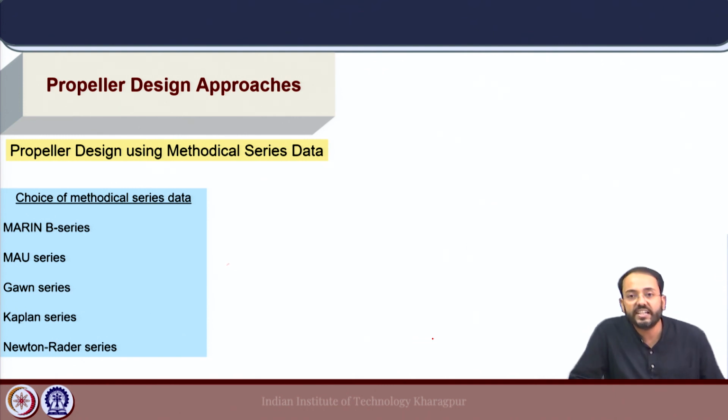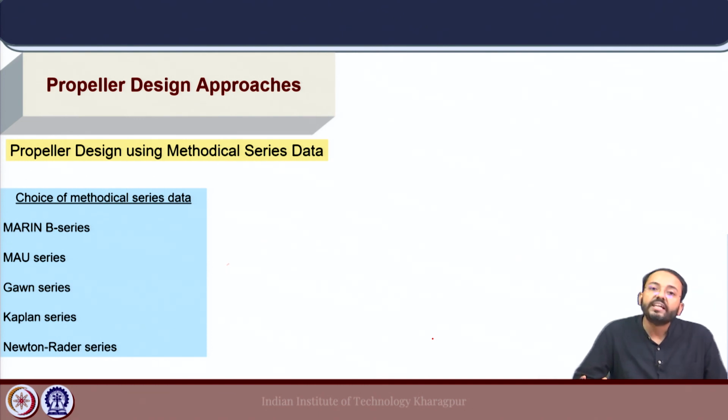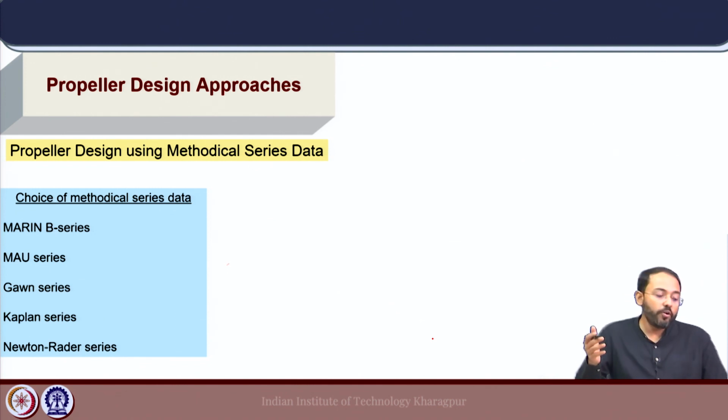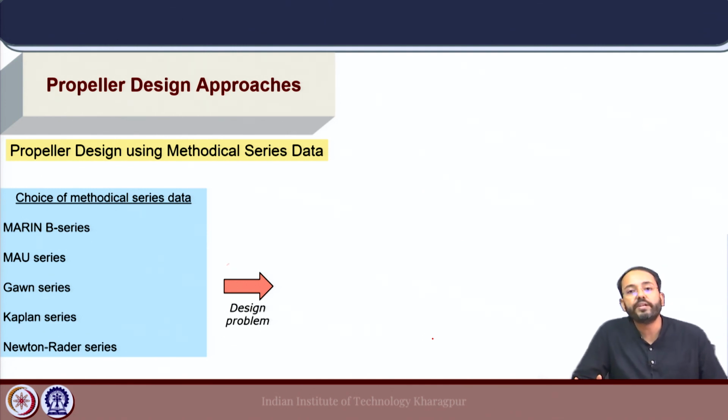Now, looking into propeller design using methodical series data, we have different methodical series, some of which have been discussed earlier in this course. The Marine B series, Mao series, Gone series, Kaplan series, Newton Rader series. These relate to different propeller blade geometry, the variations of which are related to the thrust, torque and open water efficiency for the respective propellers. Now, we will use these series data based on the design problem to define the final geometry of the propeller.